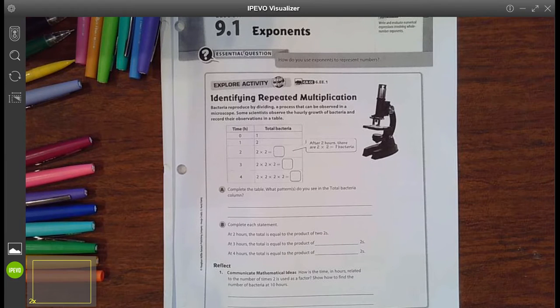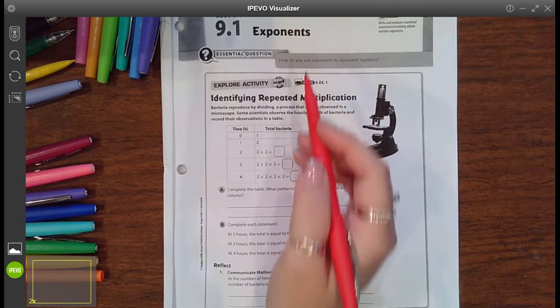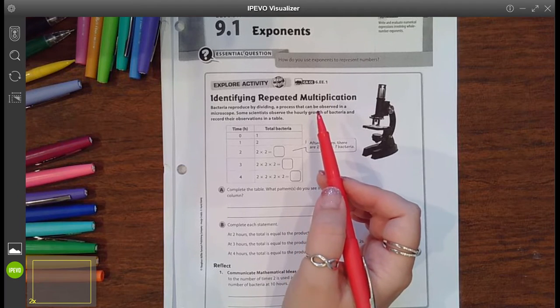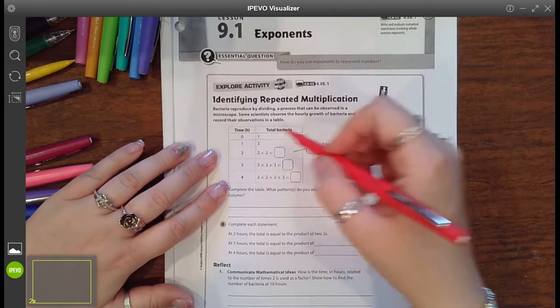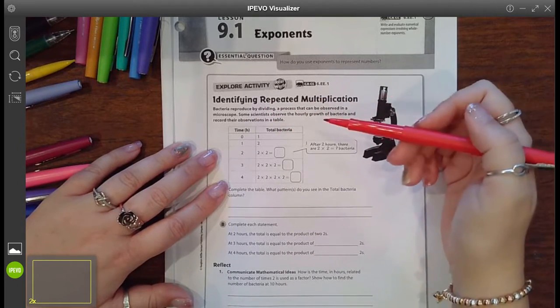Hello, my little mathematicians. Today we're going to explore exponents. Exponents you can kind of think of as repeated multiplication. To get us started, we're going to explore with this word problem right here. You can follow along on page 239 in your textbooks.